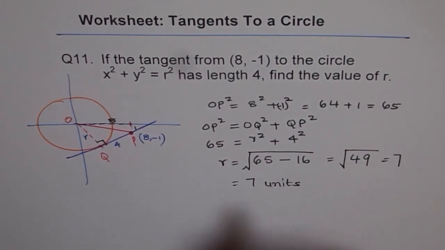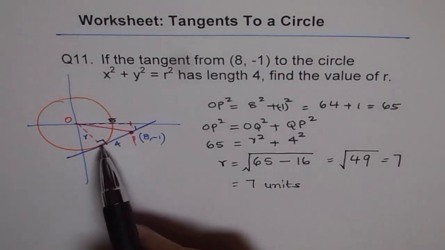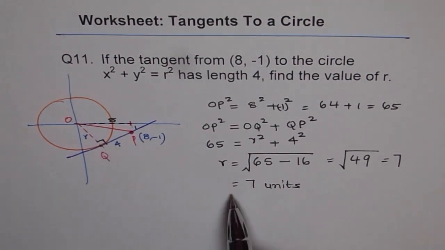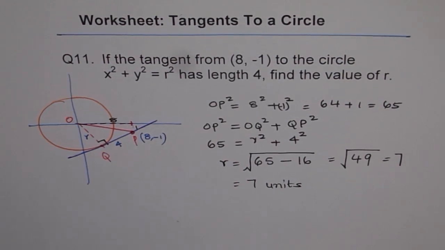You see? If you are given the length of the tangent line to the circle, then you can find the radius. So that's the application problem on what we had been doing. I hope you appreciate it. Thank you.